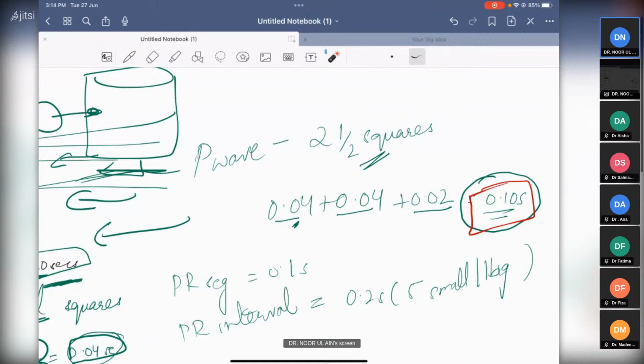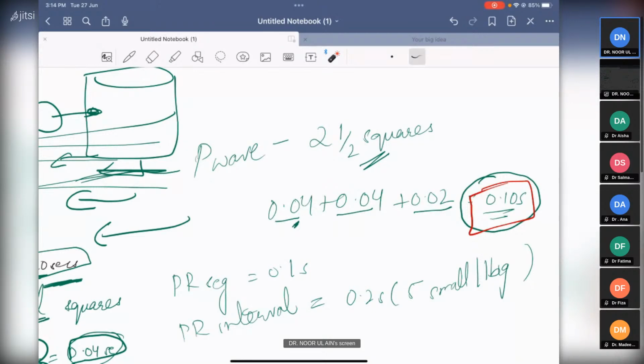Got it? So if you see atrial activity for like 0.3 seconds, is it normal? No, because normal atrial activity is supposed to happen over 2.5 small boxes, which is 0.04 plus 0.04 plus 0.02, which is equal to 0.1 second. All the atrial tissue is depolarized in 0.1 second only. Right, people?